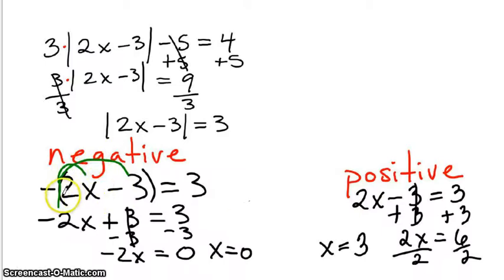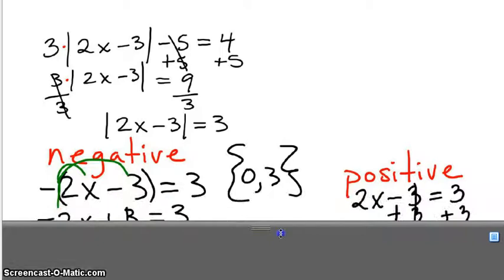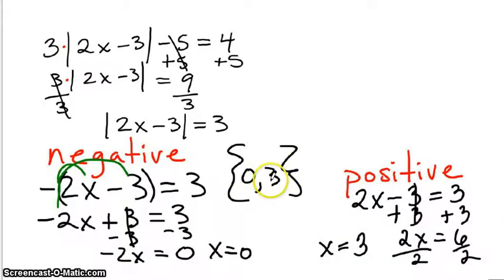The only thing I had to do was the negative case of the expression. Positive, everything stayed the same. Just drop the absolute value bars. Add the 3 to cancel out. I have 2x equals 6. I need to divide by that 2, and that gives me a 3. So I have the solution set of 0, 3.